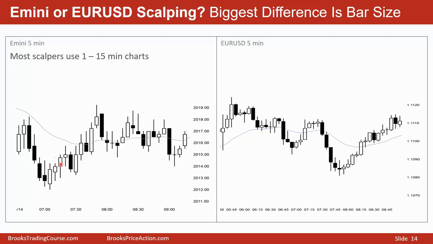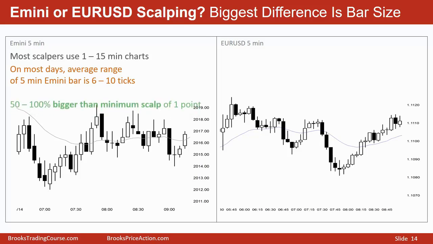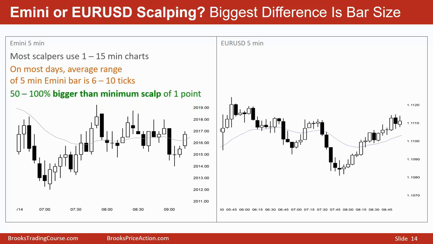Now, this is a typical day in the E-mini, and the average bar is maybe 6 ticks tall, 10 ticks tall, somewhere in there. That's what happens on an average day. Now, why is that important? The minimum scalp size in the E-mini is 1 point. That means that most of the bars are bigger than the minimum scalp size. In fact, most of the bars are 50 to 100% bigger than the minimum scalp size.